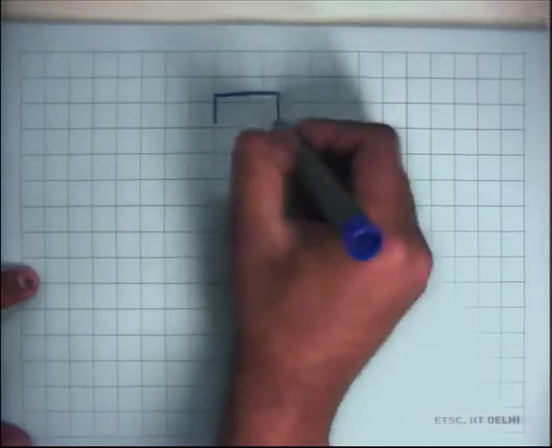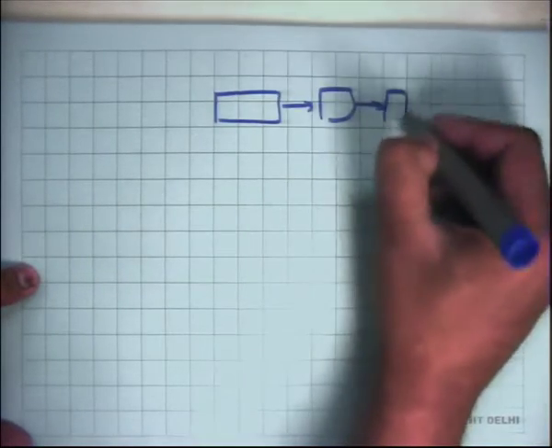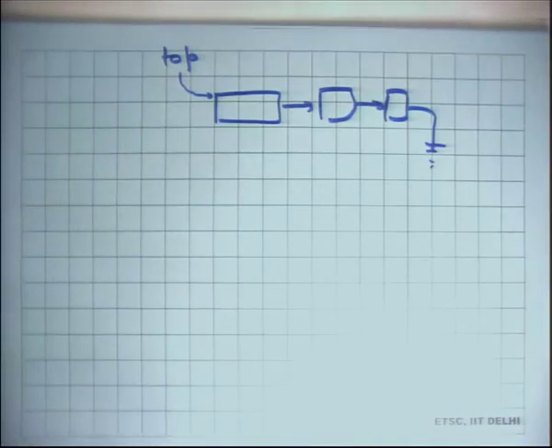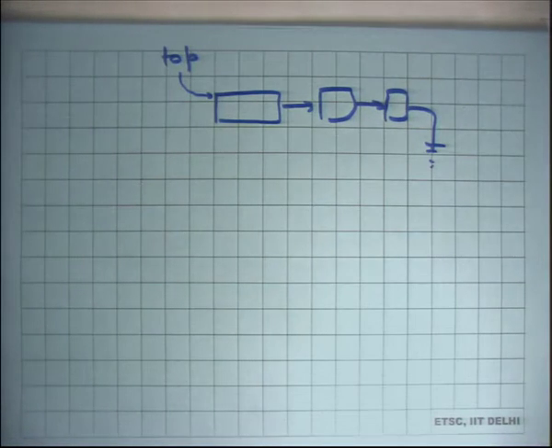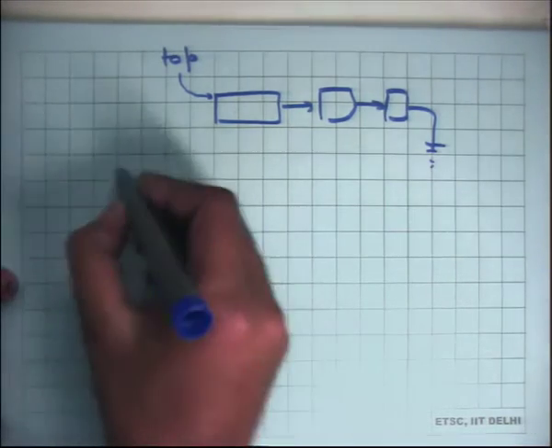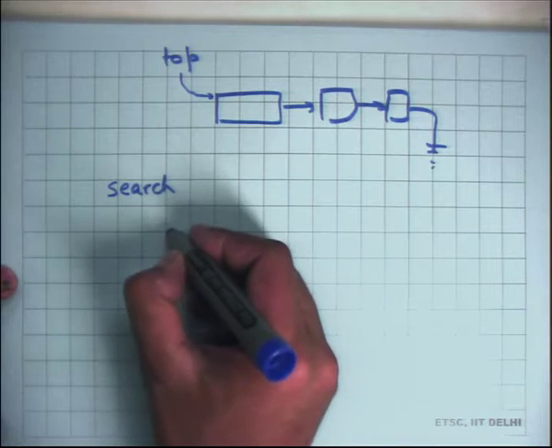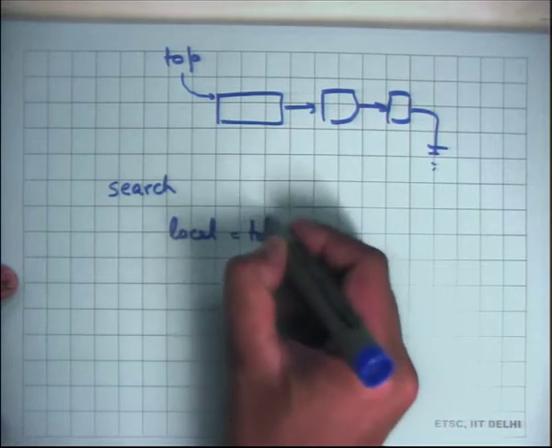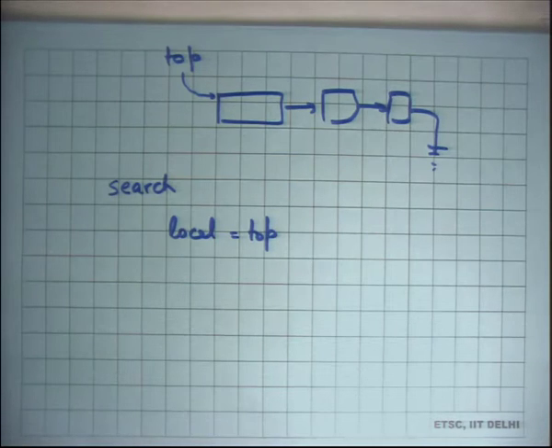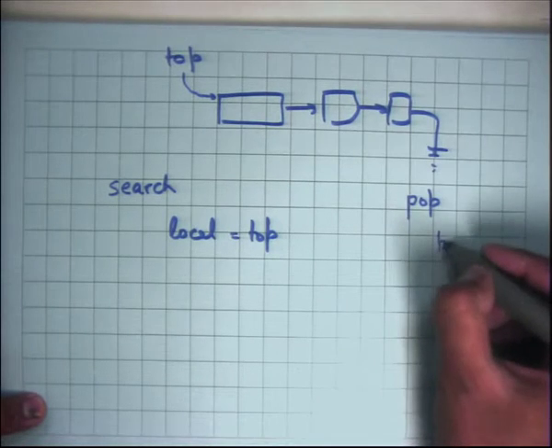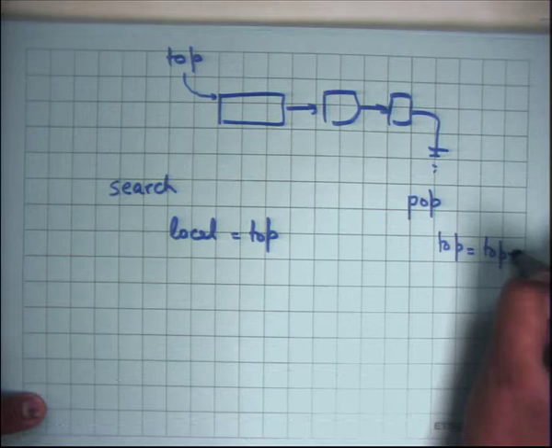Okay, so we were looking at this last time and we said, let's say here's my data structure, right? And let's say this is my top, and then somebody called search, and he took a reference to top. So he said local is equal to top, right? So local is some local variable that search is holding. It could be a register, for example. And simultaneously, let's say there was a pop operation, and so pop did top is equal to top dot next. Okay.